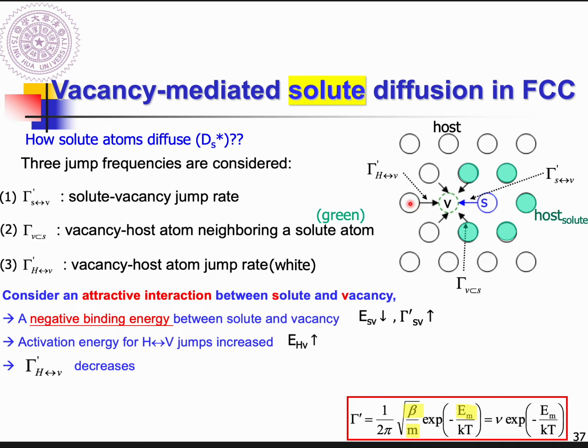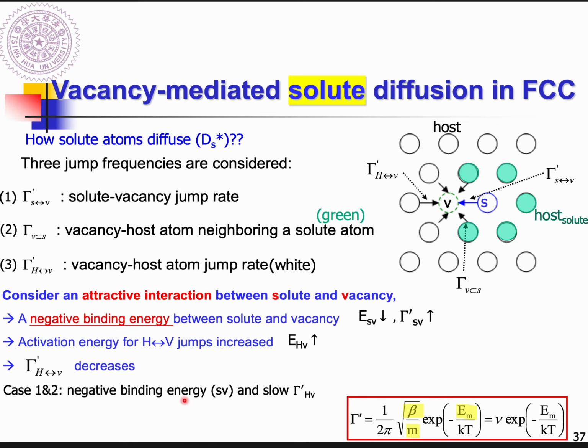Okay, so now you know that because solute and vacancy have a negative binding energy, the solute will jump back and forth like this. But don't forget, the purpose here is we want to know the diffusivity of this solute atom, right? So in order to understand how the solute atom diffuses through these FCC structures, we need to consider two cases.